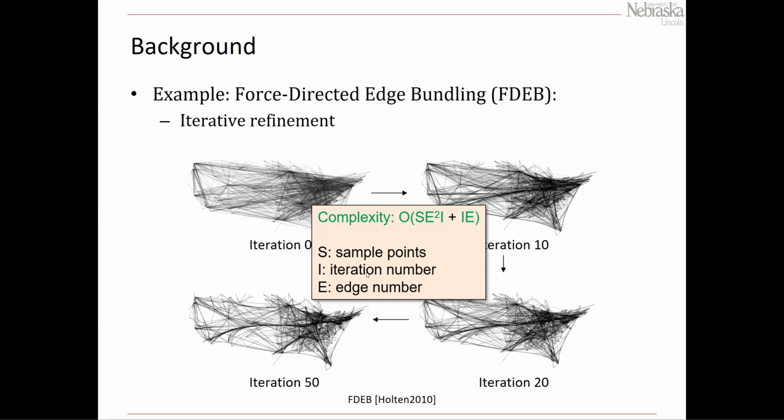The complexity of this algorithm is typically S E² I plus I E. S is the sampling point. In the step to calculate the similarity, the complexity is E², because you need to compare the sampling points across every pair of edges. And for each iteration, you need to compute this similarity. And I E represents the sampling step, because in every iteration you need to generate new sampling points. This essentially increases the computational cost when we have a large number of edges.